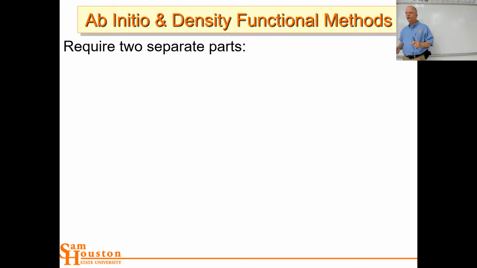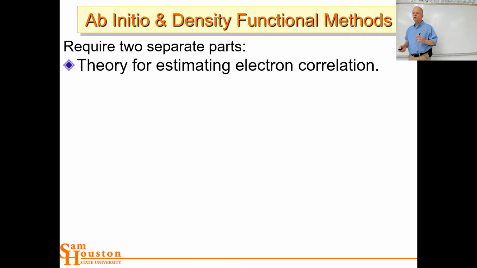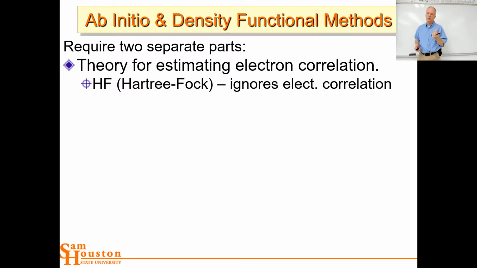Now, ab initio and density functional methods have 2 pieces to them. One is the theory piece that estimates the electron correlation, and the other is the basis set piece. The theory piece, we'll go through the list first. The Hartree-Fock method just ignores that electron correlation piece. In the Hamiltonian, you have the kinetic energy for the nuclei and the electrons, the attractive potential of electrons to nuclei, the repulsive potential from the nuclei to other nuclei, and then the electron-electron repulsion, they just ignore it and don't do that calculation.